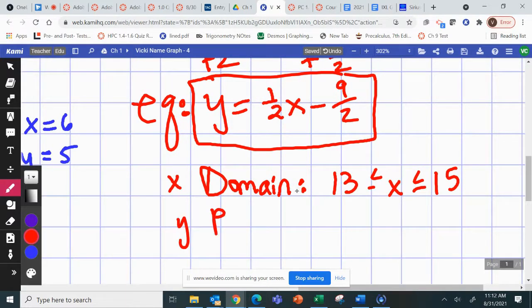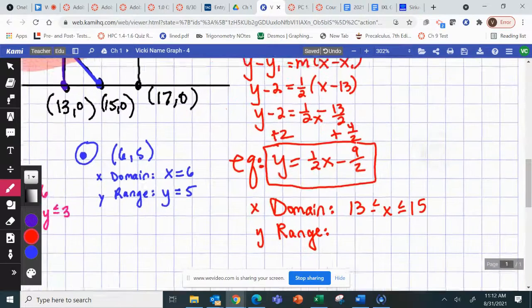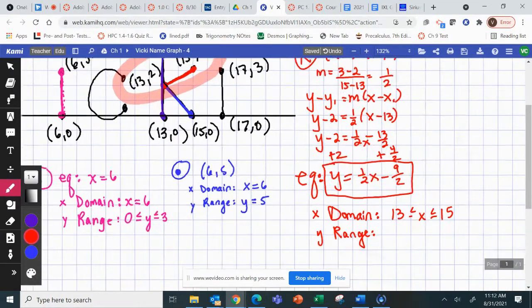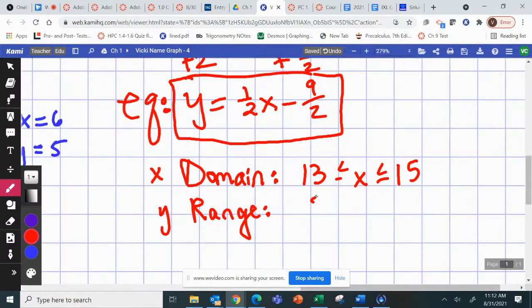And then my y values are the range. So I'm going to go back to my ordered pairs, and I'm looking at my y values. What is the smallest y? 2. And then the biggest y is 3. So for range, I do 2 to 3 of the y's, and then I put less than or equal to.